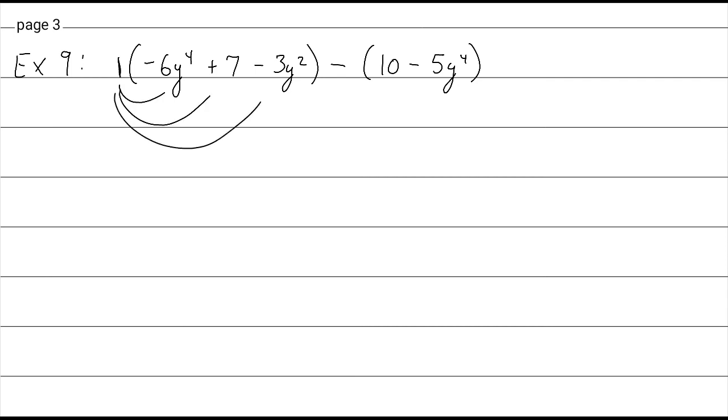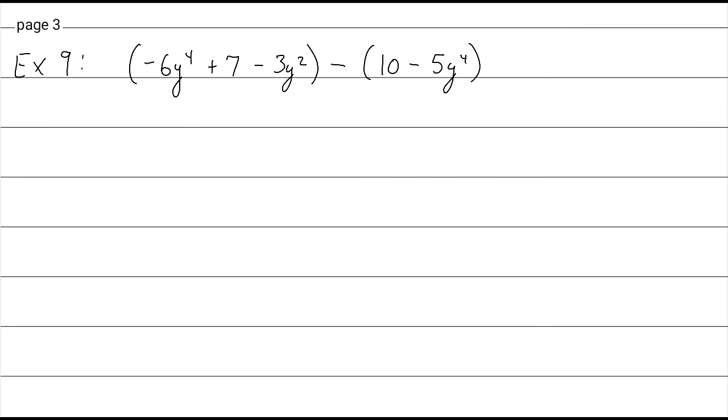Negative 6y to the fourth plus 7 minus 3y squared minus 10 minus 5y to the fourth. When it's subtraction, you got to be a little bit more careful than you did with the addition problem. Just like in the first one, there's an understood one here. If you multiply this out, you just get whatever's in the parentheses. So I'm just going to do that.